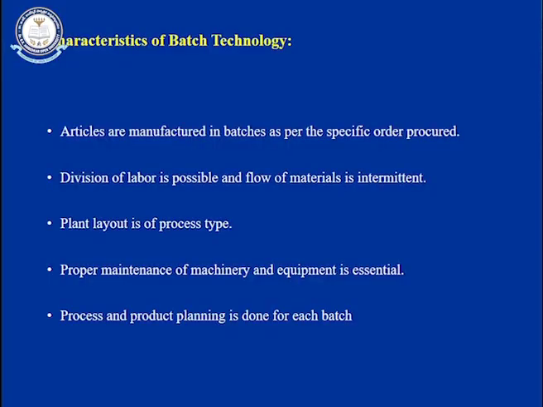So, you have a certain layout of the plant, which is known as a process layout. That means machines of similar types are kept together. Proper maintenance of machinery and equipment is also essential. The process and product planning is done for each batch. That means, since you are having different batches of products, the process planning as well as the product planning is done for each of these batches.